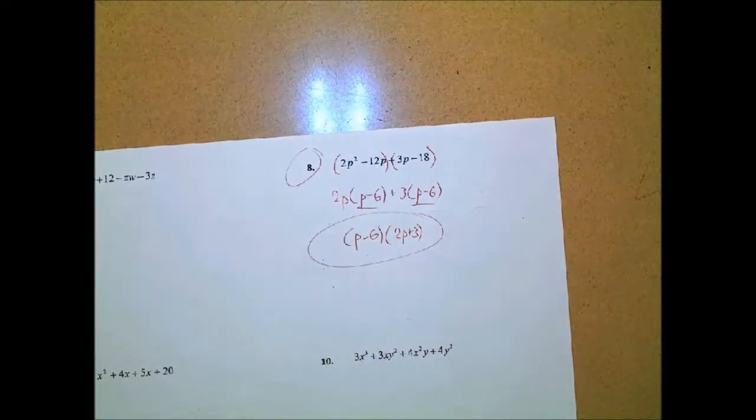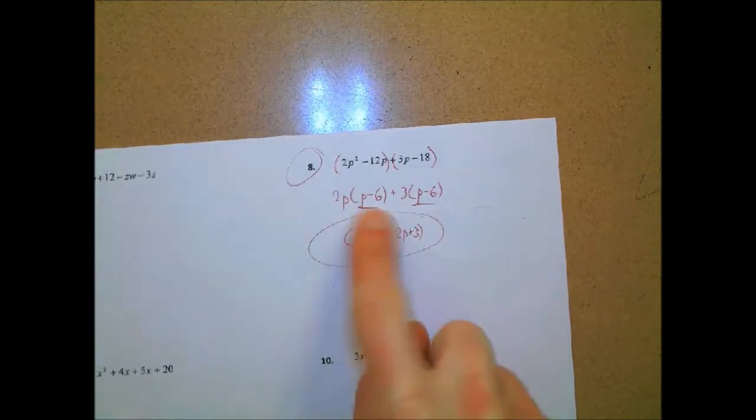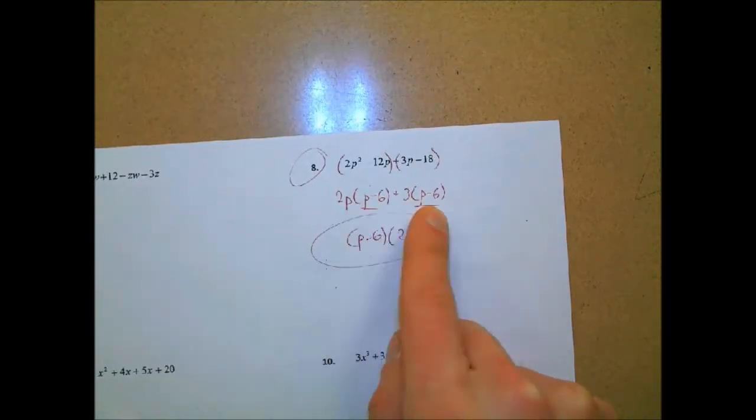Here's number 8. Okay, p minus 6 times 2p plus 3. For mine, I just did 3 plus 2p. Do you have to do the 2p plus the 3? You got to this point, you're saying? Yeah, you have to do it in order. You have to do the one that you did first and then the second one.